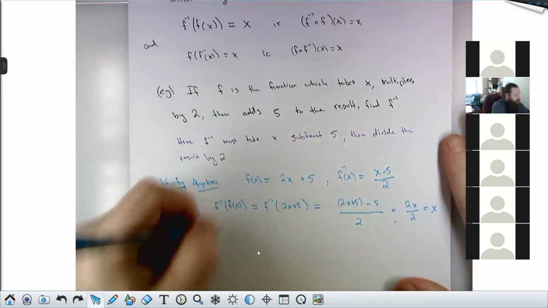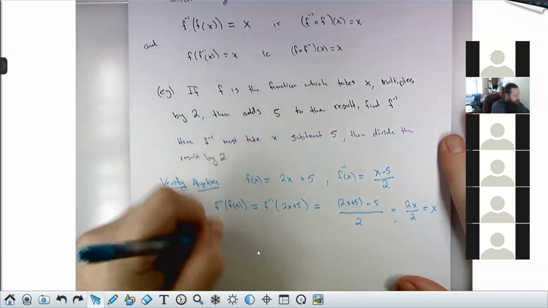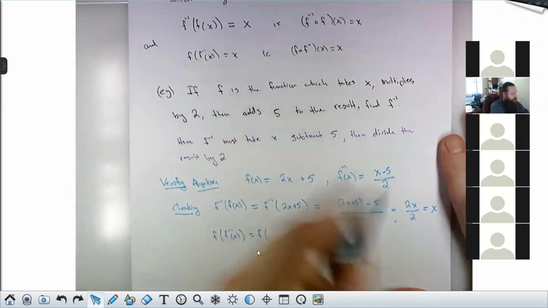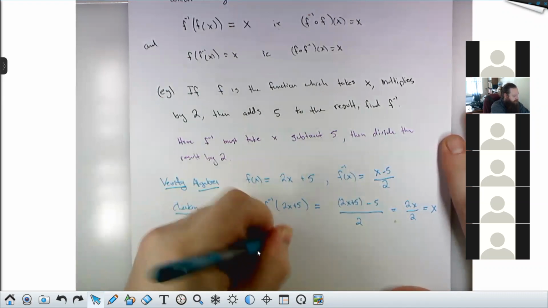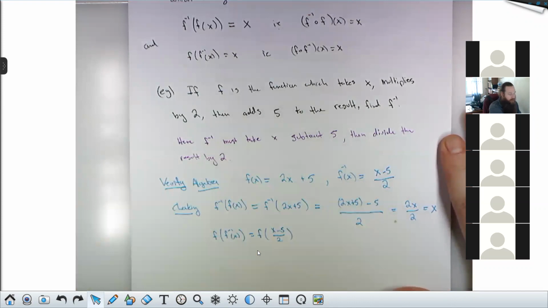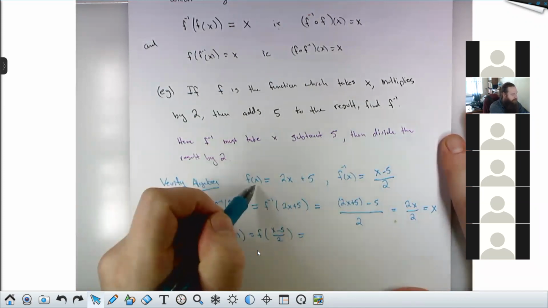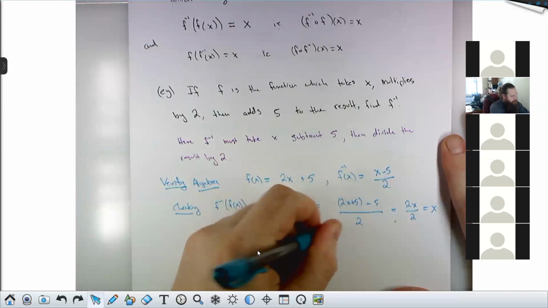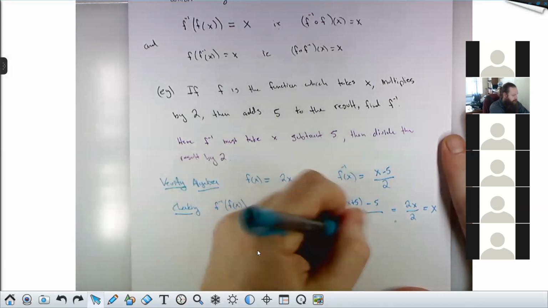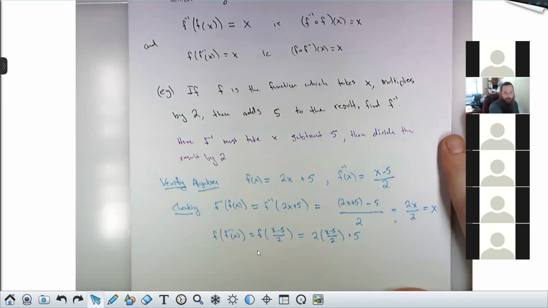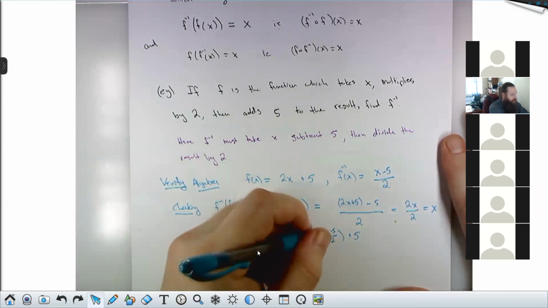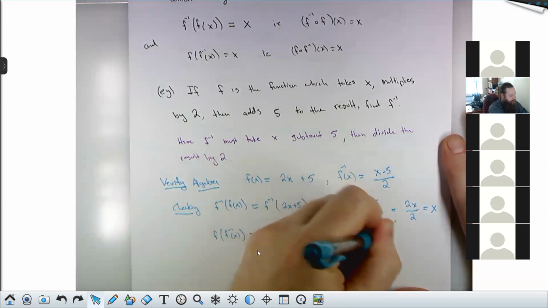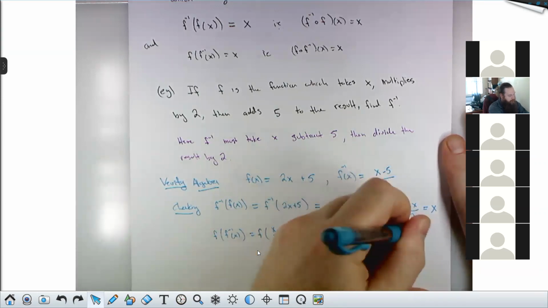And if we compose in the other order, you gotta check both. This would be f of, what is f inverse? It's x minus 5 over 2. Now what does the f function do? f of anything is 2 times that thing plus 5. So f of this is 2 times this plus 5. Now this is 2 over 1 times x minus 5 over 2. The 2's will cancel. You get x minus 5 plus 5, and that is indeed x.